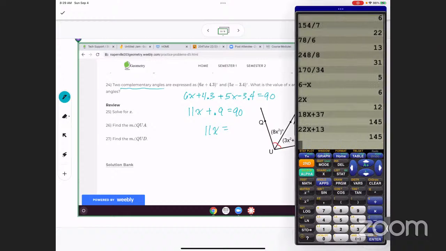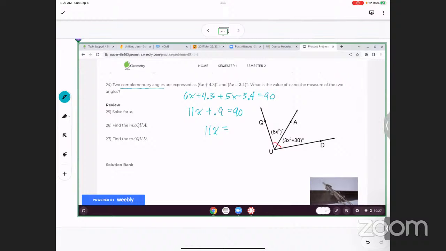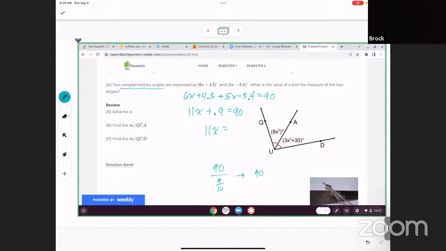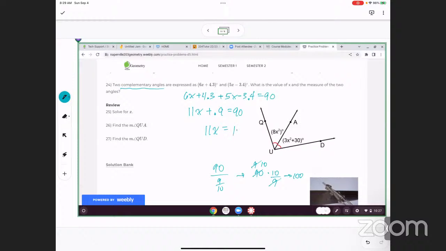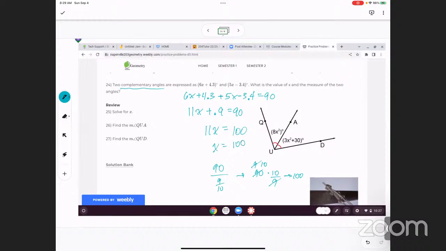You can use your calculator if you want, or you could think of it like this, like I'm doing in my head. I'm thinking of it as 0.9 is 9/10, so I'm multiplying by the reciprocal. And that 9 will cancel with the 9 in the 90. 90 is 9 times 10, right? That's literally what I think in my head as I see that problem. So 100, and then x equals 100 over 11.